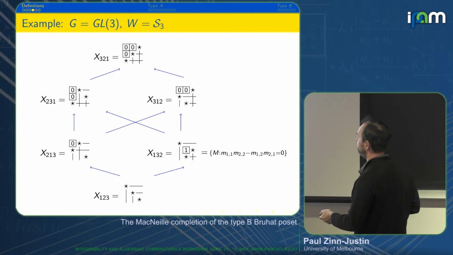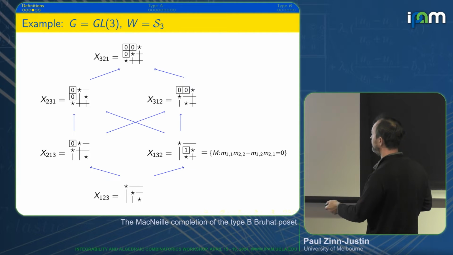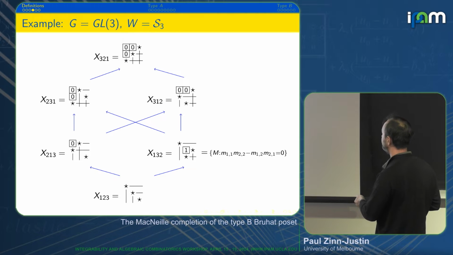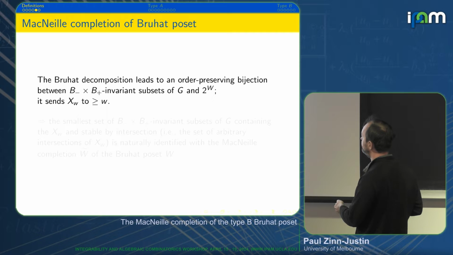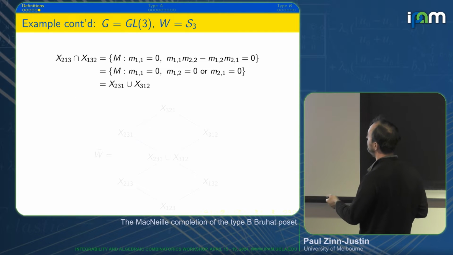So you're supposed to intersect, this is like elementary algebra. You have m11 equals 0. You have m11 m22 minus m12 m21 equals 0. You impose both equations, you get m12 m21 equals 0. You have to make a choice: either this is 0 or this is 0. So you get two pieces, two irreducible components, if you like.